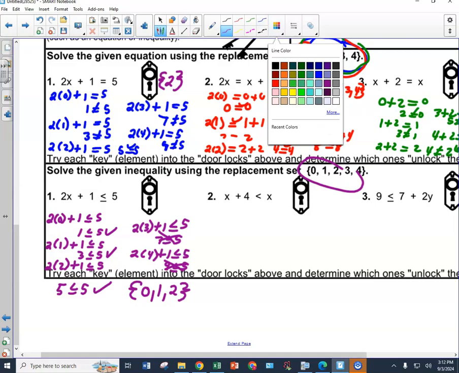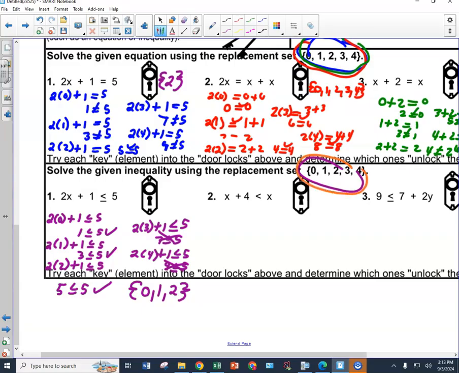Let's get some other colors in here. Let's do an orange. All right, let's try this one. So now we're going to do the same set up here. Plug it in. So we have 0 plus 4. Is that smaller than 0? Well, is 4 smaller than 0? Obviously, no.